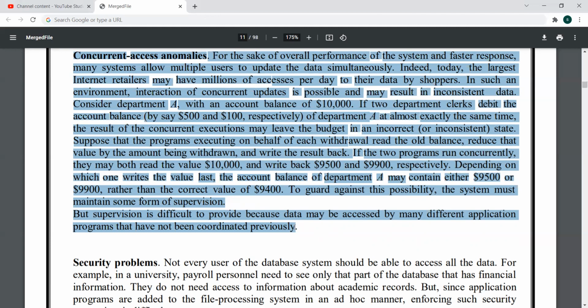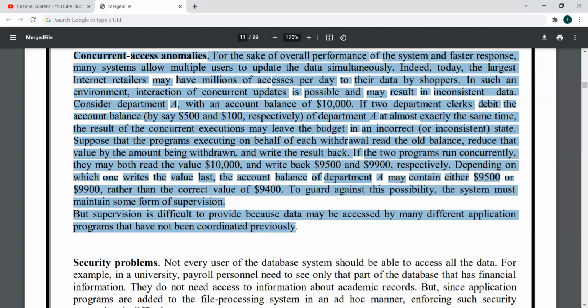Consider a department A with an account balance of $10,000. If two department clerks debit the account balance by $500 and $100 respectively at almost exactly the same time, the result of the concurrent execution may leave the balance in an incorrect or inconsistent state. Suppose that the programs executing the withdrawals read the old balance, reduce their value by the amount being withdrawn, and write the result back.